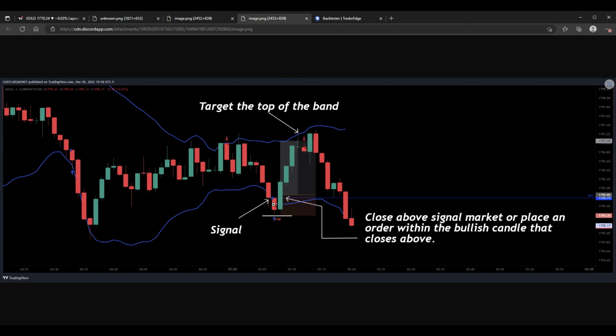Bullish signal, closed above the arrow. Market order or place an order, or you probably would have got filled up here if you marketed, whatever. Target the top of the band. Seriously, so simple.